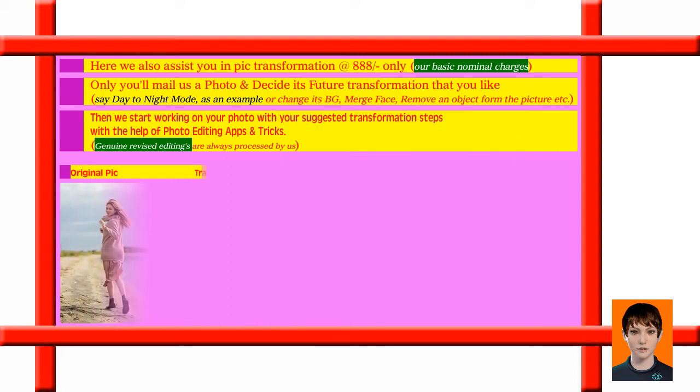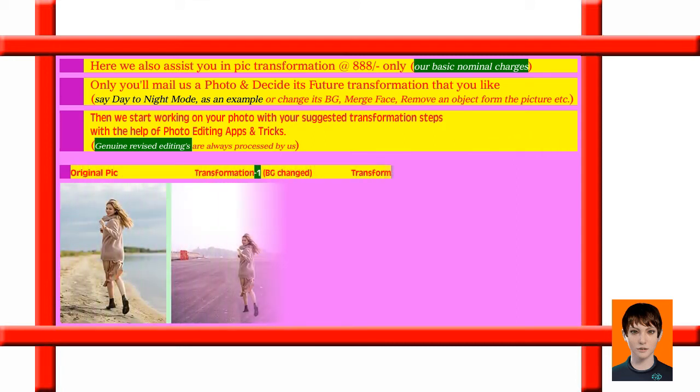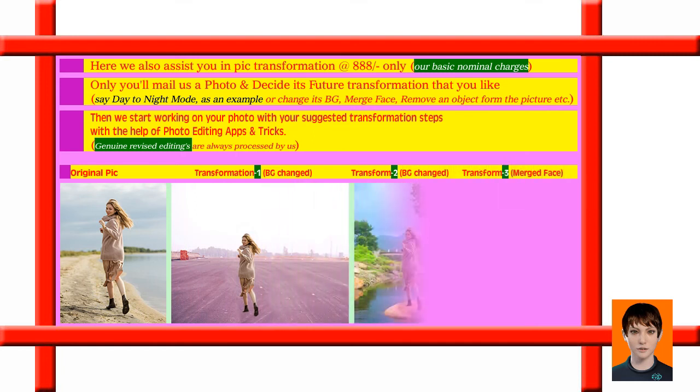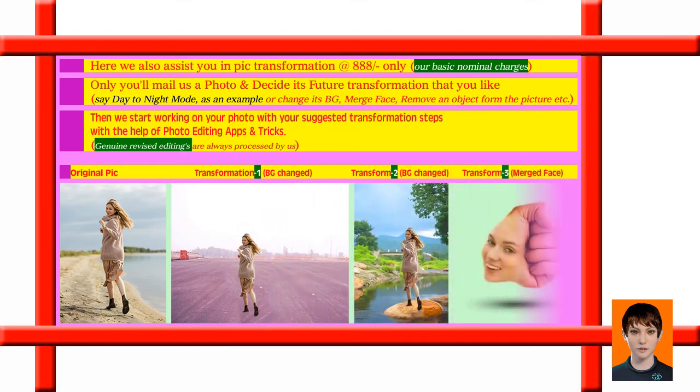See the first original picture, then its transformation 1 occurs, as its BG gets changed. Then transformation 2. Then transformation 3, a face merged with the hand.